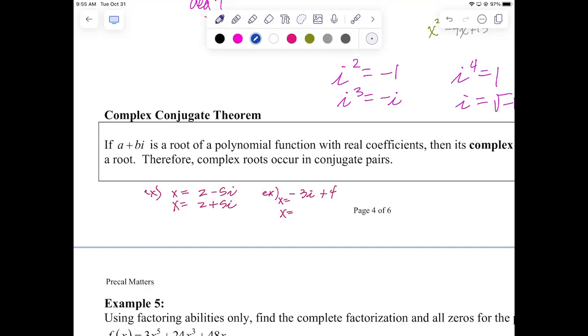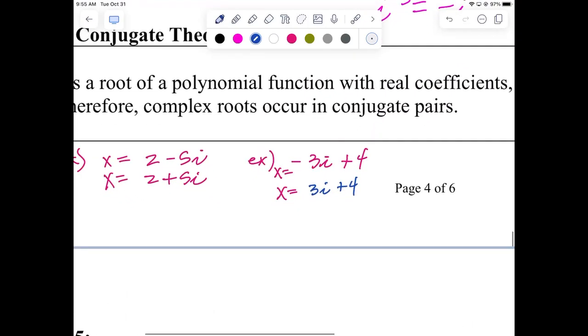You didn't take the bait. It's positive 3i plus 4. Very good. It matters which one you change the sign on, doesn't it? You have to change the sign of the i one.